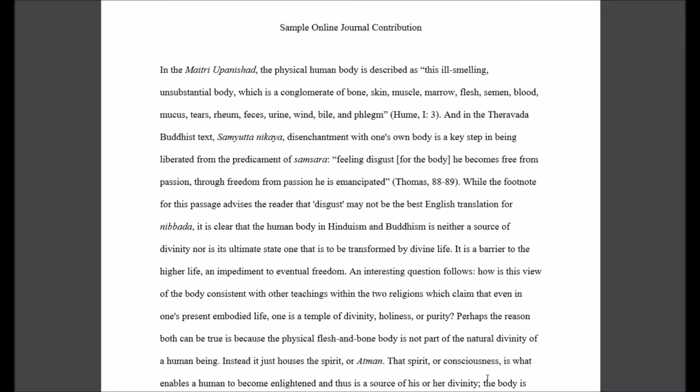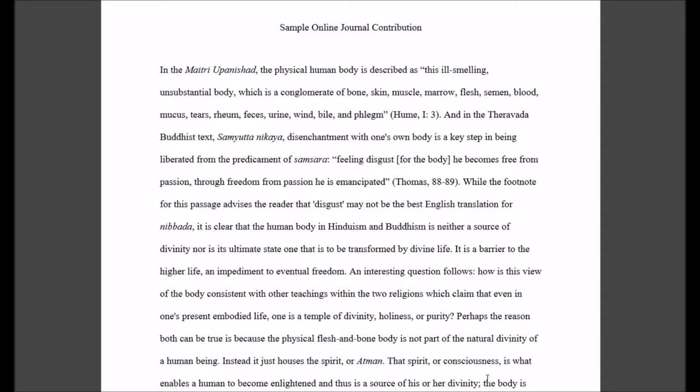And the prompt, I'm sorry, I don't have the prompt for you, but basically the prompt is, what is common about the view of the body in Hinduism and Buddhism, and its role in our becoming divine. It was something like that. Okay, so that was the prompt, to which this is the response. What I'm going to do is simply read this with you so that we can go over it, and I can show you and bring out a couple of points as we go about what makes this an excellent contribution.